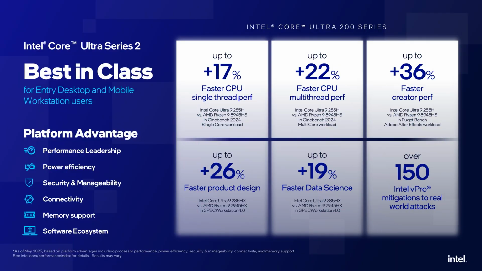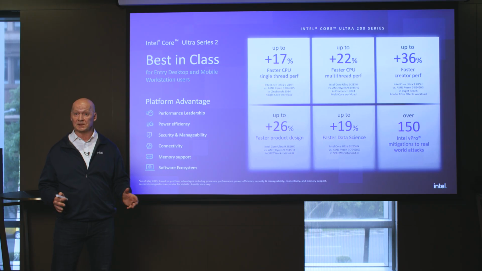So to summarize, our Intel Core Ultra Series 2 products are best-in-class platforms for entry desktop and mobile workstation users, delivering double-digit performance leadership versus our competition in single-threaded workloads, in multi-threaded workloads, in creator performance, in product design workflows, in data science, and it's supported by a vast array of security capabilities we have built into the platform. As well, they're power efficient. They support our latest and greatest manageability capabilities for enterprise users. They have our world-class connectivity features and capabilities, fast memory, high memory capacity and ECC memory support, and the software ecosystem work that we do to certify these applications and also performance optimize them for our platforms. So that concludes the workstation segment of the presentation.